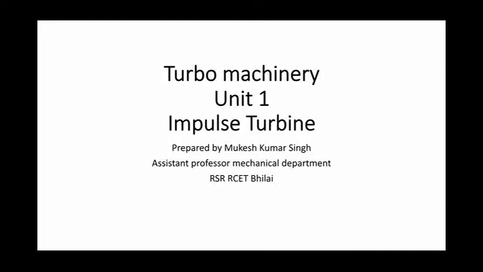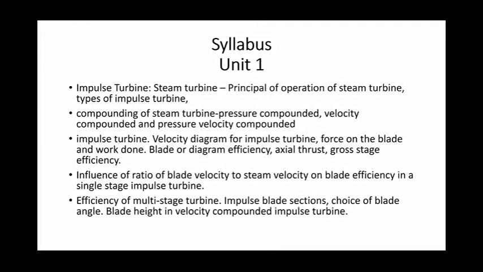Turbo Machinery Unit 1: Impulse Turbine. According to the syllabus of CSVTU, the contents of Unit 1 are: impulse turbine, steam turbine, principle of operation of impulse turbine, and second, compounding of impulse turbine: pressure compounded, velocity compounded, and pressure and velocity compounded.